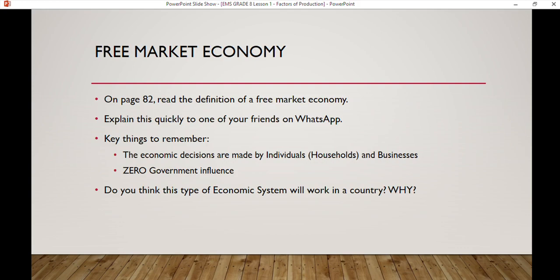Okay, with the free market economy, now it's important to understand that when we're discussing factors of production, you need to understand in which context it will happen. Now, if we look at different economies, the first one that we'll be looking at is your free market economy. The usage of factors of production will be different. So what is the definition of a free market economy? Quickly turn to page 82 and read the definition with me. On the left hand side, you'll see a free market economy is an economy where individual households and businesses take all the economic decisions, and there is no government interference.